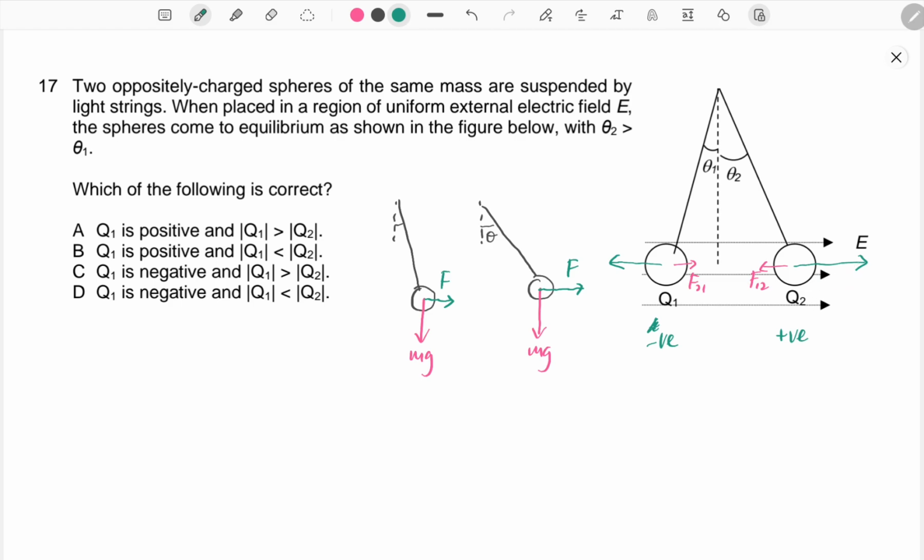Now, we know that Q2 is being pushed more to the right, with a bigger angle compared to Q1. That means the size of the force for Q2, let's call it F2, compared to F1, F2 definitely has to be larger than F1, and therefore Q2 has to be greater than Q1. Q1 is negative, Q1 lesser than Q2, so that will make the answer D.